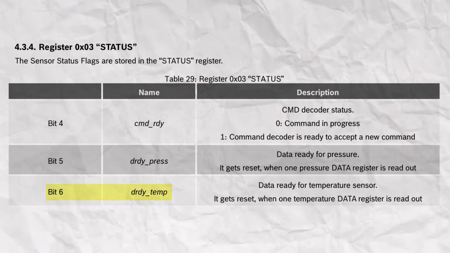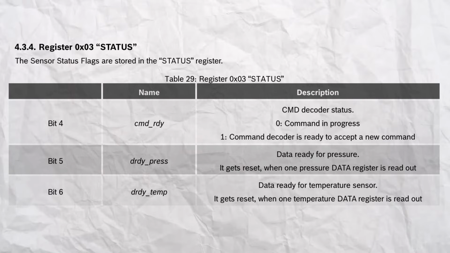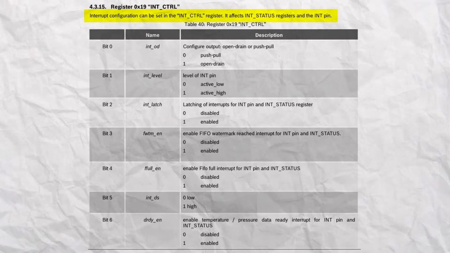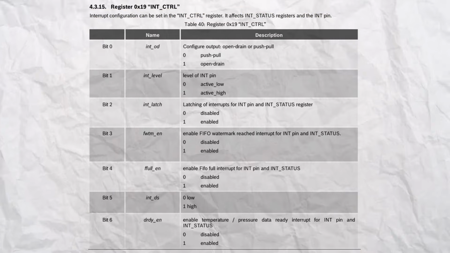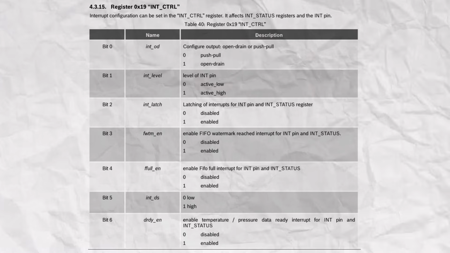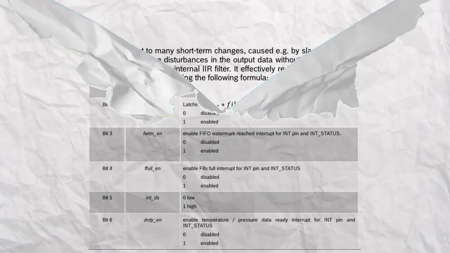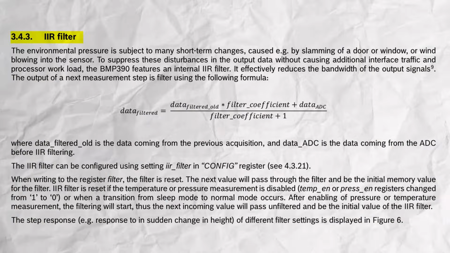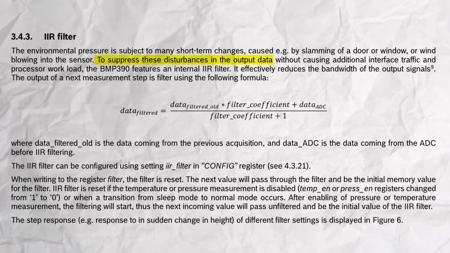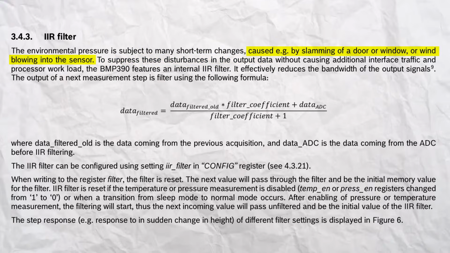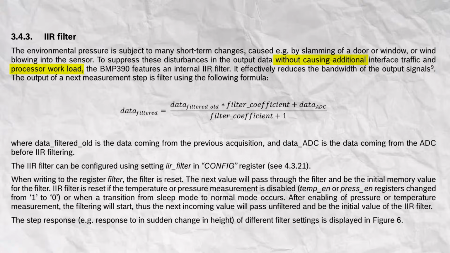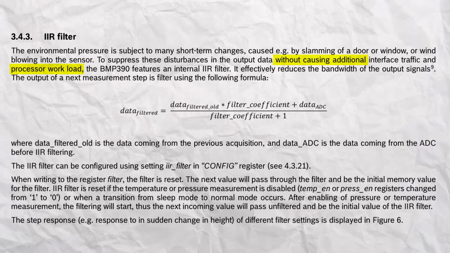Continuously polling the register to check for available data is really inefficient. This is why the BMP390 offers interrupts, configured through the int control register. It offers configuring parameters such as type of output, output level, and whether the pin should be latched or generate a pulse. But the feature that I like the most is the inclusion of an IIR filter, that is a low-pass filter, to filter out noise caused by disturbances such as wind blowing over the sensor. This is quite useful as it helps to offload computation to the barometer rather than doing it on the microcontroller.